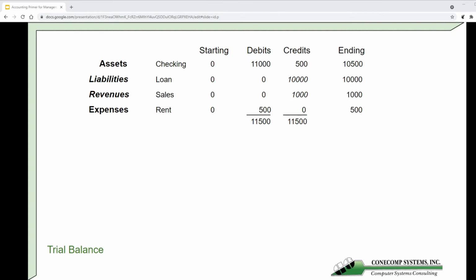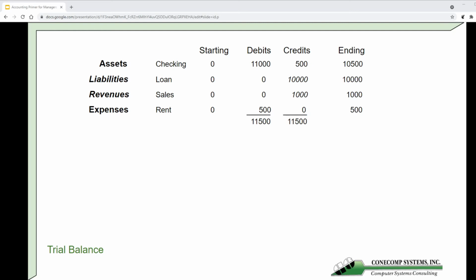Now, another two terms you'll hear are the terms debit account and credit account. And what they refer to is, looking at our chart, the outside two, the assets and expenses, are called debit accounts because debits increase them, whereas liabilities and revenues are called credit accounts because credits increase them.